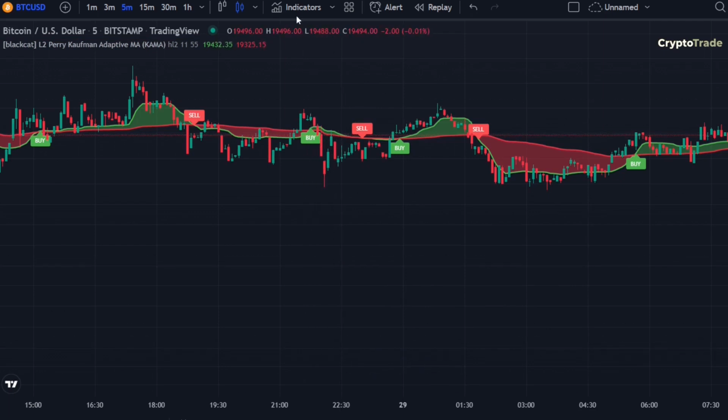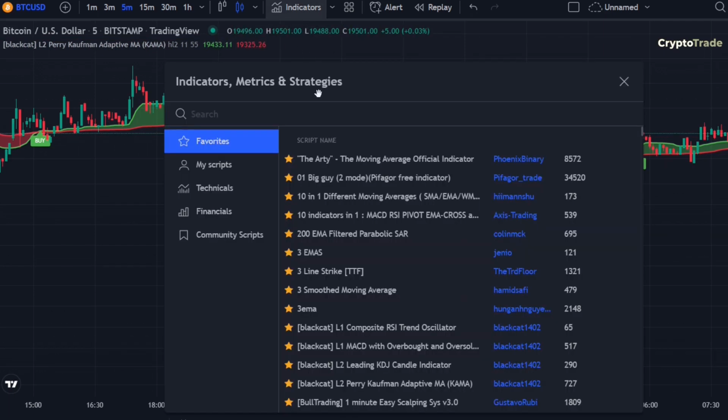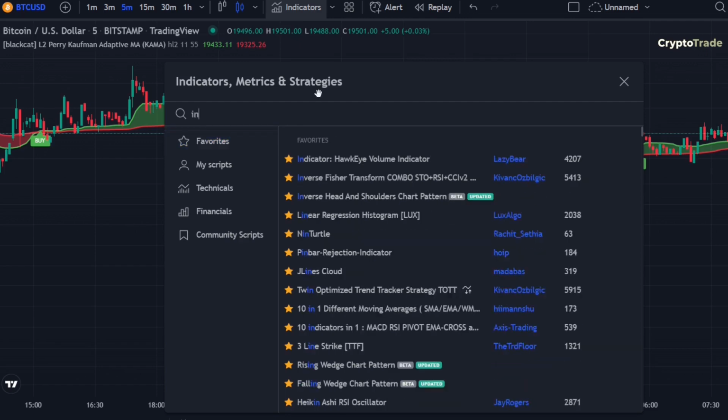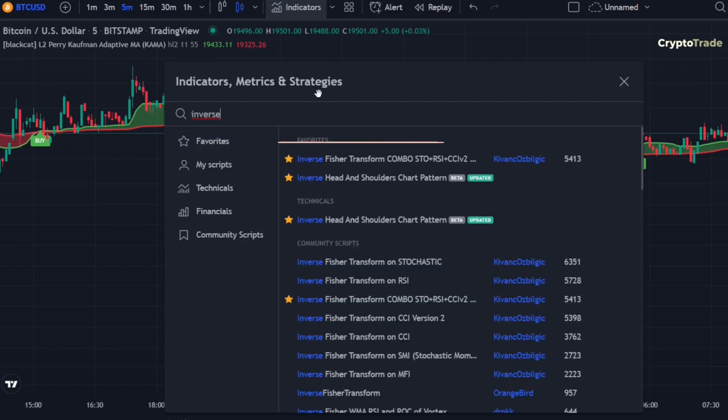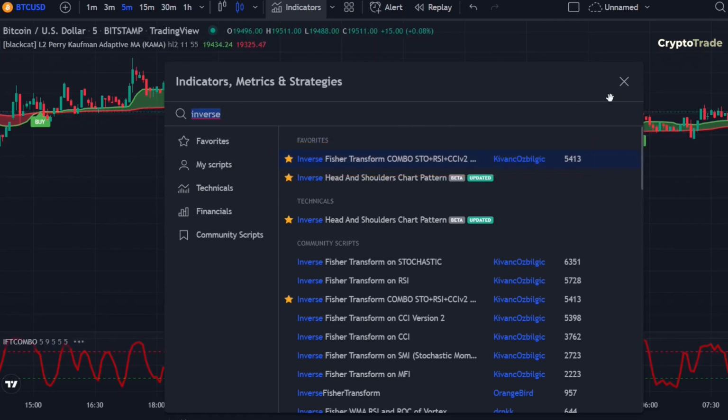To add the second indicator to the chart, open Tradingview search bar and type Inverse Fisher Transform. Select this indicator, as shown here in the video. Setup is now complete.